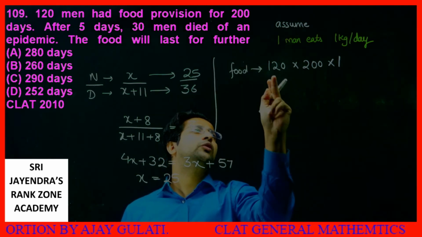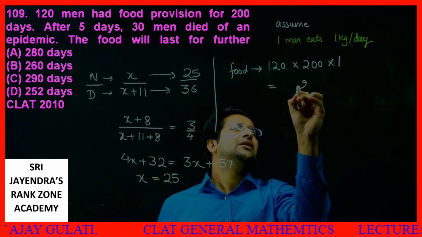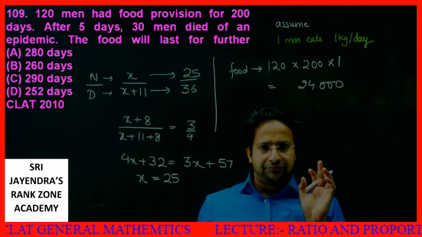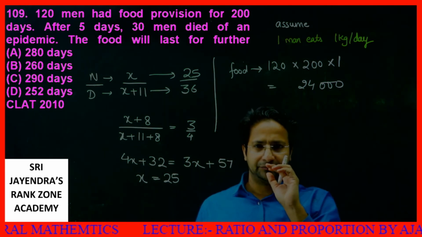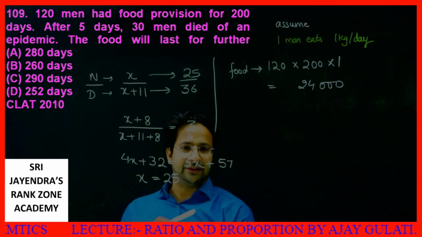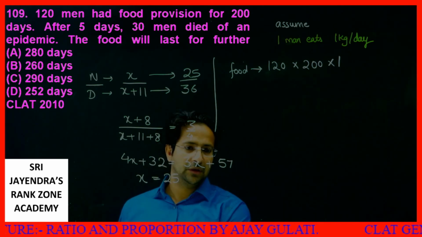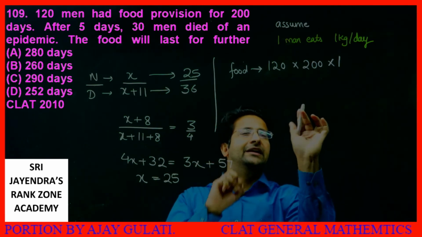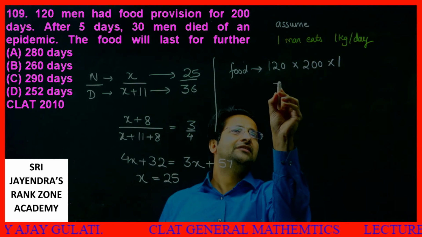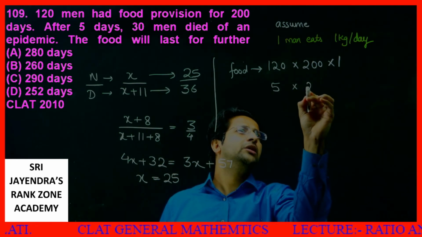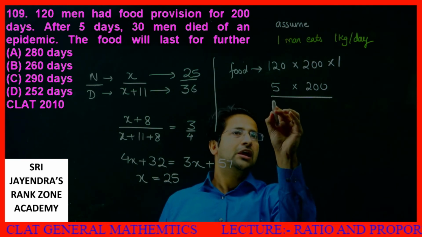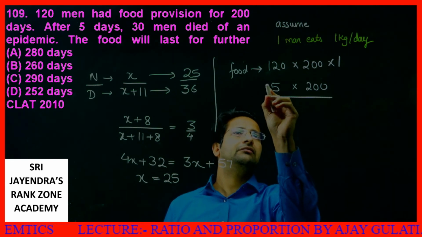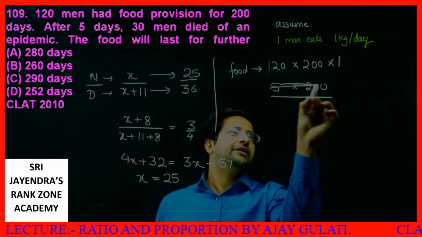Now, how much was the total food? 120 into 200 into 1. Let it be 12 into 2, 24, then 000. In fact, I should not have calculated. I'm rubbing this out because things will become easier if I don't write this. 120 men had provision for 200 days. After 5 days, 30 men died. See, this thing stayed for 5 days. Let's say for 5 days, these men consumed. So how much food is left now?